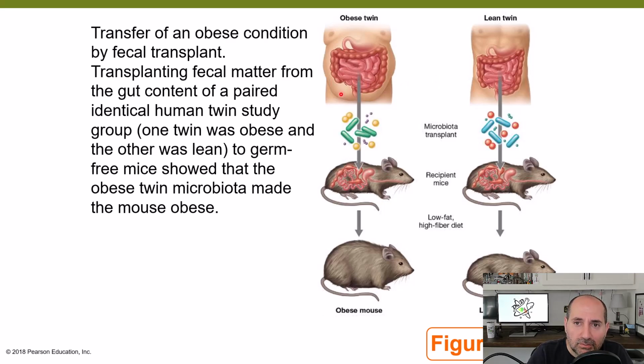When the microbiota from the gut was transplanted from an obese human twin to a germ-free mouse, this mouse became obese. So just by introducing gut microbes from an obese twin to a germ-free lean mouse, the mouse became obese. Isn't that interesting? And the lean twin, who had fewer Firmicutes in the gut, when these microbiota were transferred to a germ-free lean mouse, did not promote obesity, did not promote weight gain. It's a fascinating study.